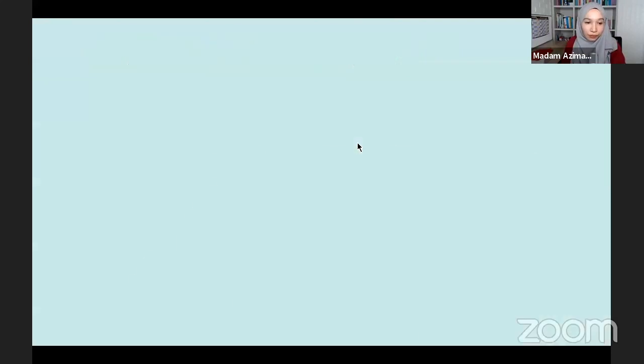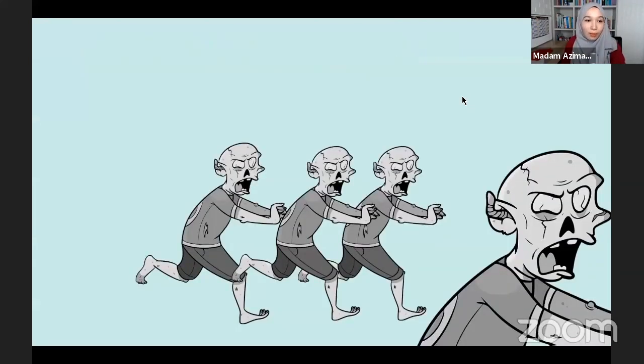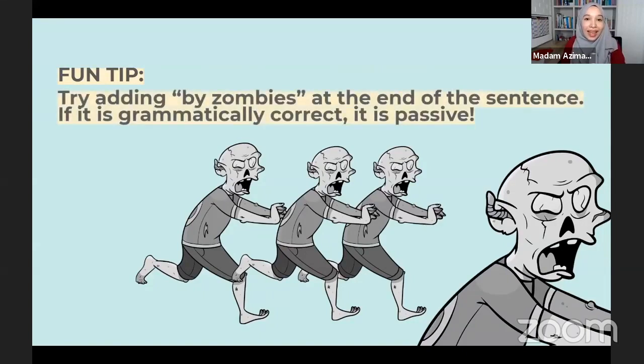So I have a fun tip for you. Look at that picture. I want you to remember this picture forever, but don't have nightmares. This is a fun, cute picture, hopefully. But this is a fun tip for you if you want to know if it's passive or active. Try adding "by zombies" at the end of the sentence. If it is grammatically correct, it is passive. It's just a fun thing that I think English teachers created just to make it fun. Like, oh, if I can have "by zombies" at the end, it is a passive sentence.